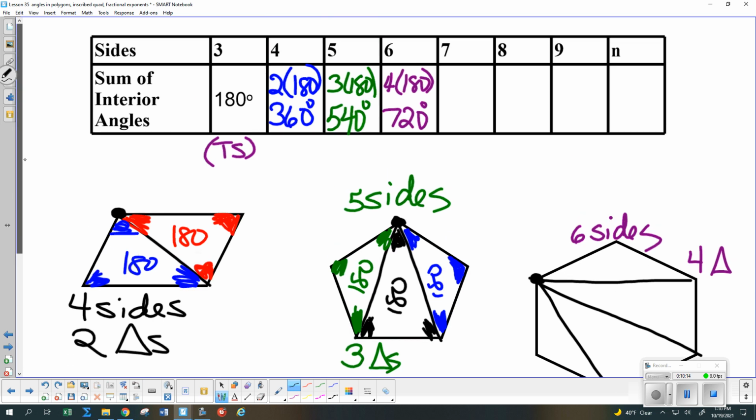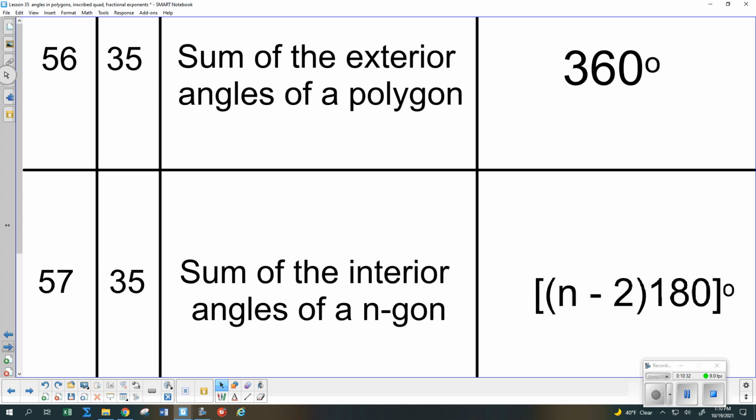But we're really most interested in getting this down as a formula. So if we have n, and remember that top row is sides, we have n minus 2 triangles. So n minus 2 times 180 degrees. And that becomes our second formula for the day. The first one being exteriors add up to 360.